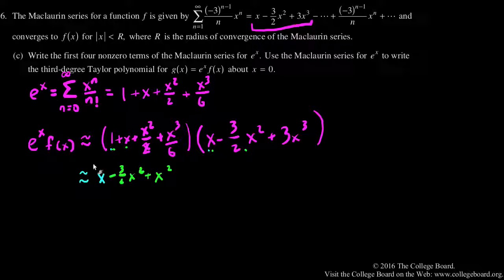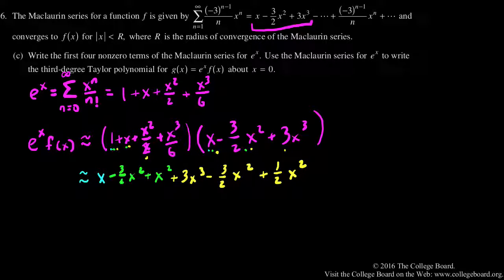Now I need to get the cubed term, and I can get that by multiplying this 1 times the x cubed term, which is going to be 3x cubed. Then this x times the x squared term, which is going to be minus 3 halves x squared, and this x squared over 2 times this x term, which is going to be plus 1 half x squared.